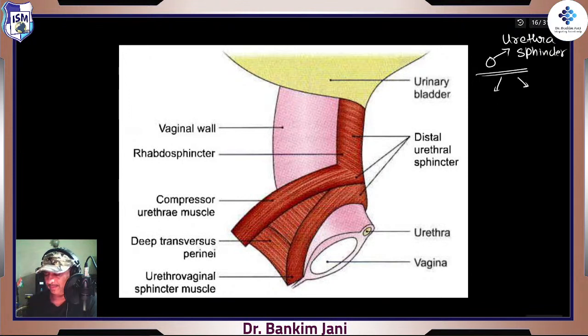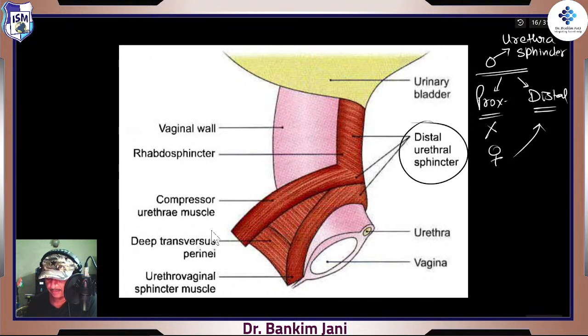So when there is a strong urge to go to the washroom, the urethral sphincters will constrict till the conditions are good. In case of male, there is a proximal and a distal urethral sphincter. In case of female, there is no proximal urethral sphincter, there is only a distal urethral sphincter. So here, that's the distal urethral sphincter.